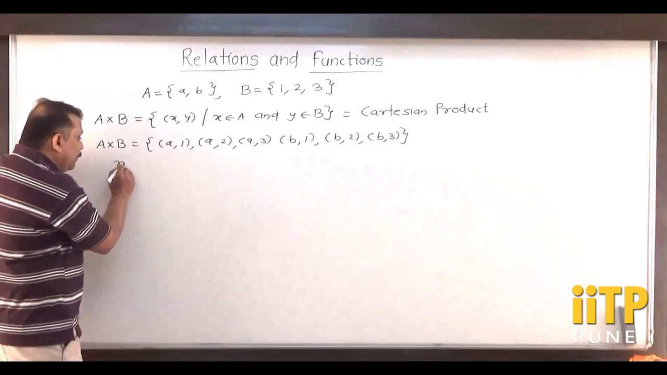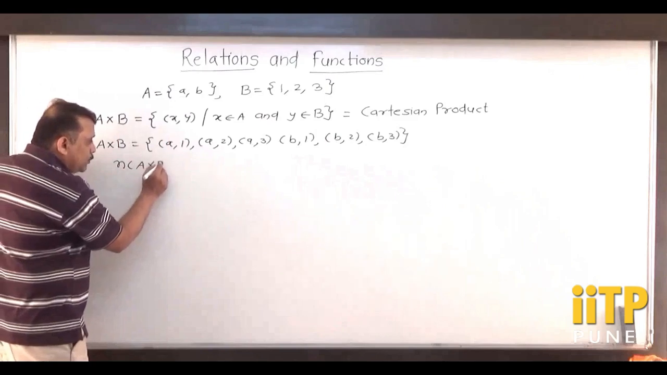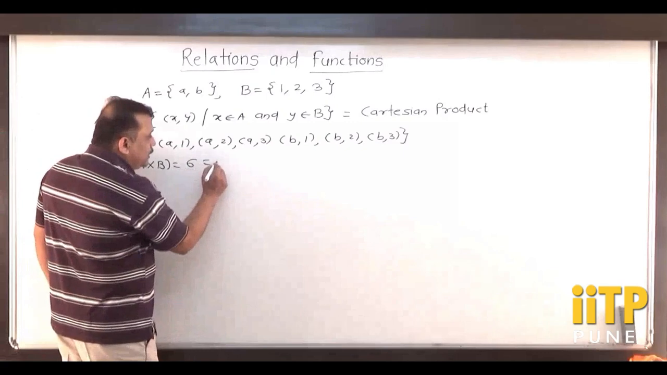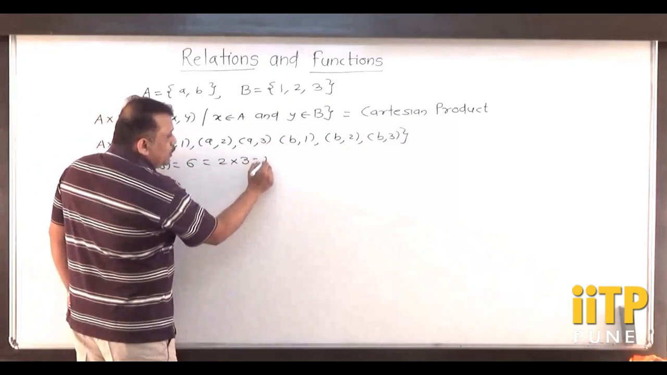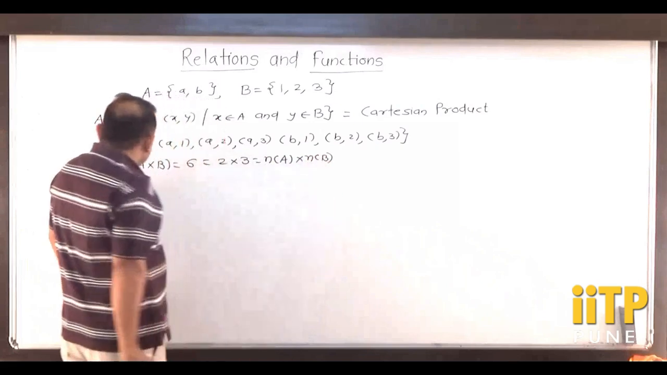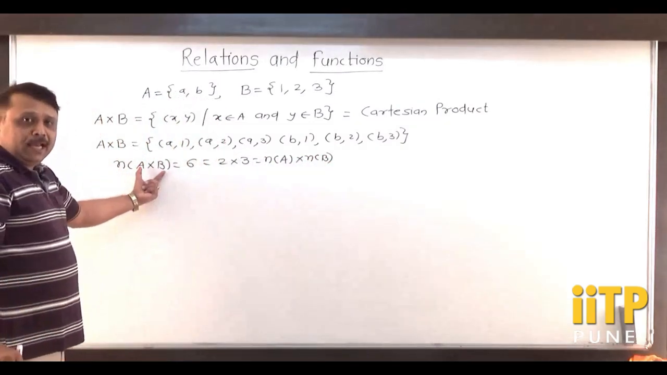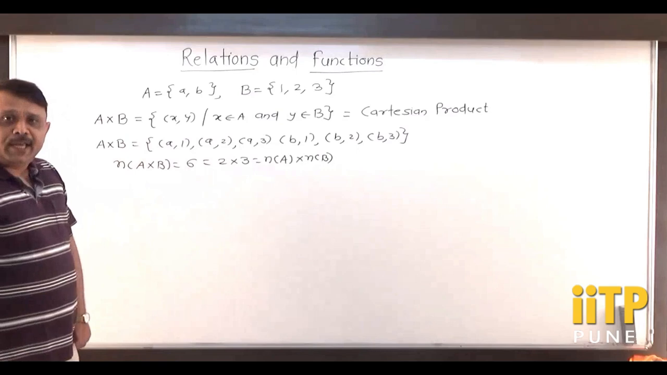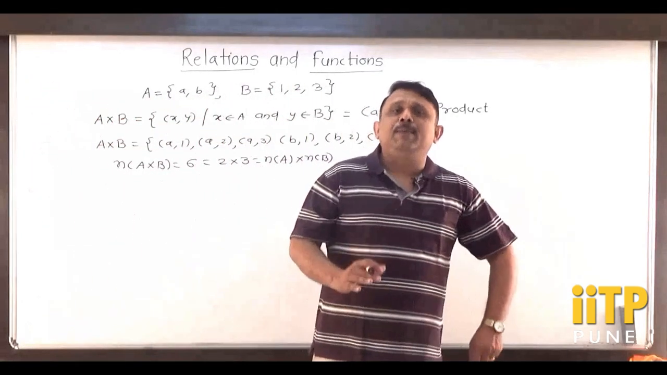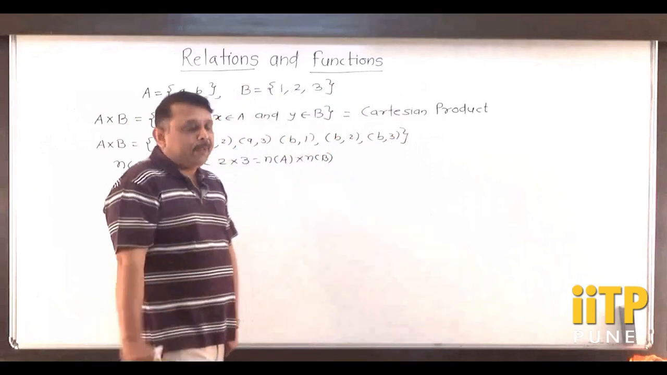So the number of elements in A cross B is equal to 6, which I can write as 2 into 3, which is the number of elements in A into the number of elements in B. So the number of elements in the Cartesian product A cross B is the same as the number of elements in A multiplied by the number of elements in B.